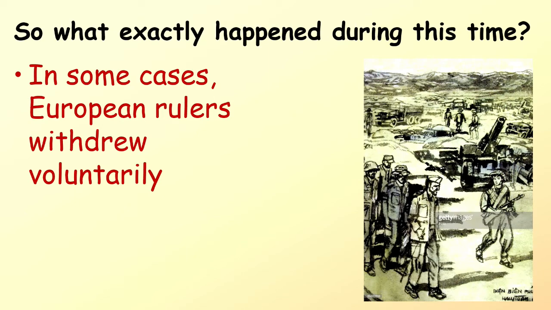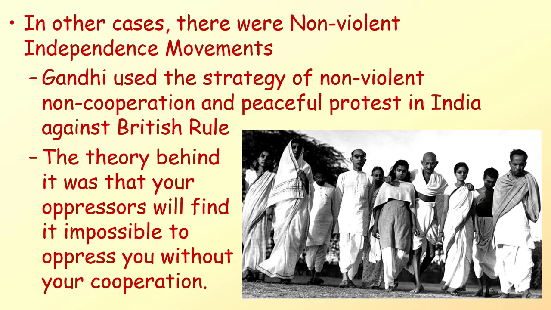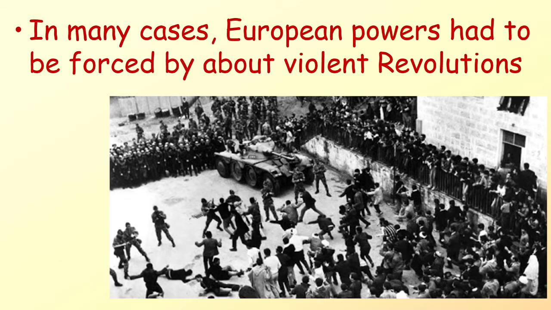So what exactly happened during this time? In some cases, European rulers withdrew from these territories voluntarily. In other cases, there were nonviolent independence movements. For example, Gandhi used the strategy of nonviolent non-cooperation and peaceful protest in India against British rule. The theory behind it was that your oppressors will find it impossible to oppress you without your cooperation. So if you simply stop cooperating, they can't do it. In many cases, however, European powers had to be forced out by violent revolutions.